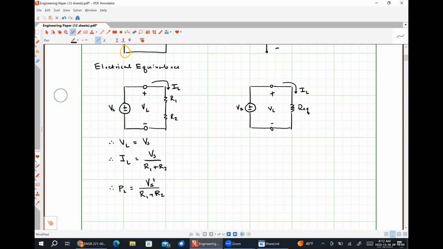For two circuits to be electrically equivalent, they need to have the same voltage drop across the load, or for two networks to be electrically equivalent, they need to have the same voltage drop across their terminals, they need to have the same current flowing into their terminals, and they need to absorb the exact same amount of power.